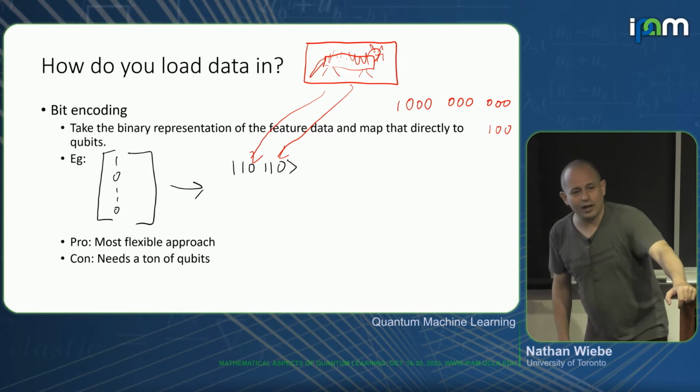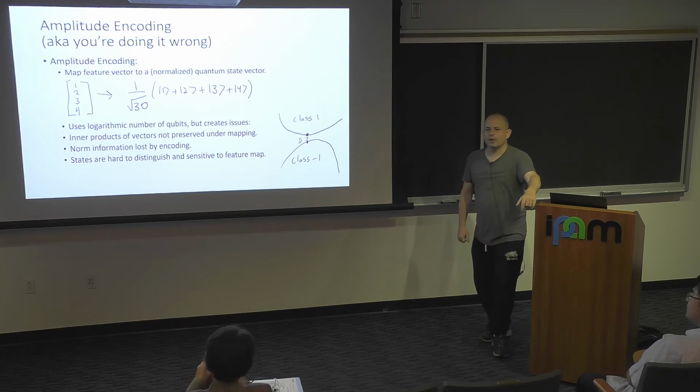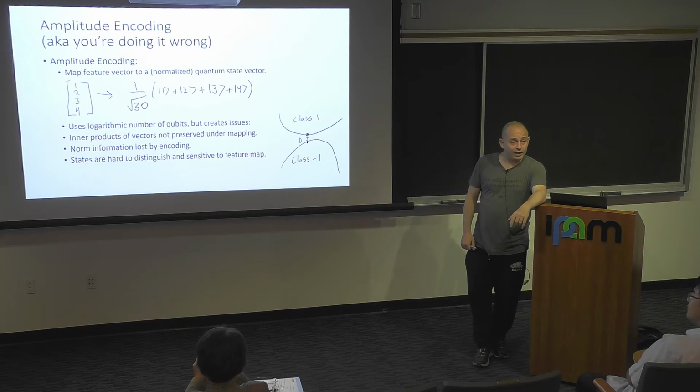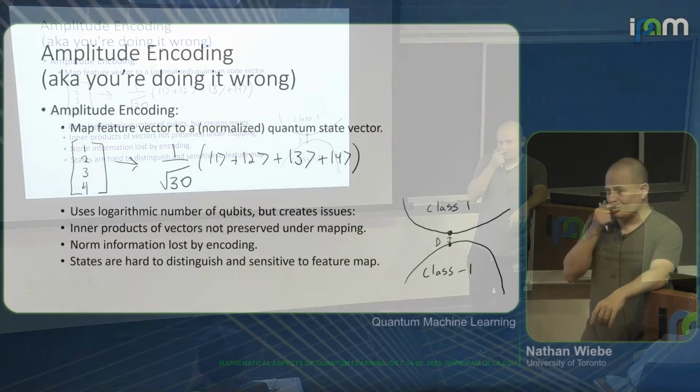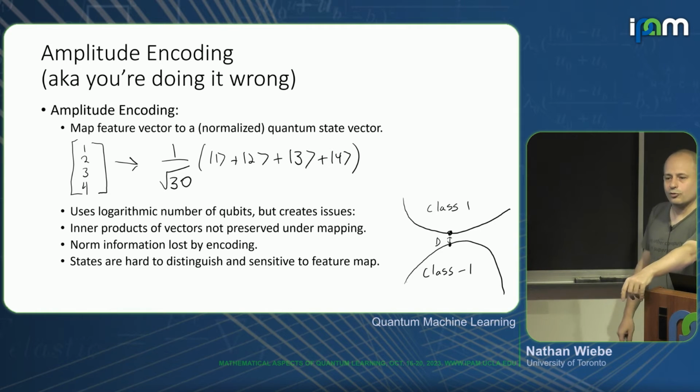On the other hand, if we use the next type of encoding, amplitude encoding, then we actually can. The reason why is that what we do is we take advantage of the fact that these vectors lie inside an exponentially large Hilbert space. Yes, do you have a question?